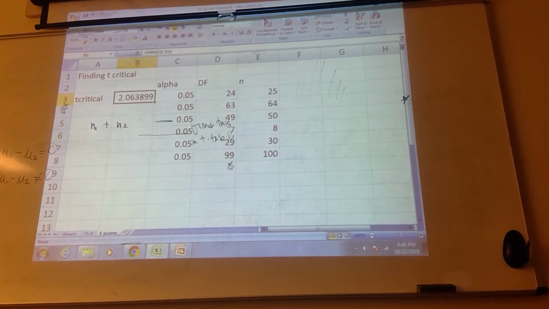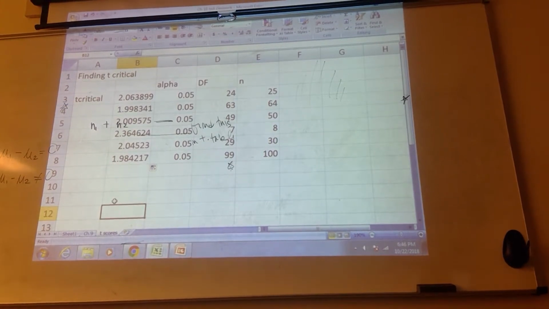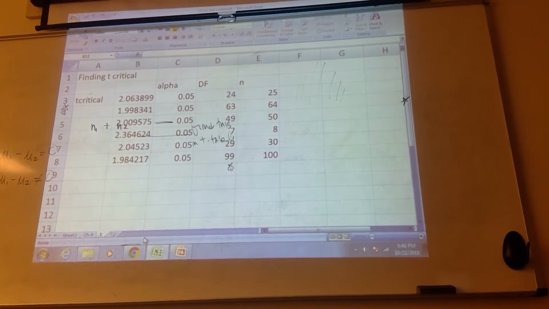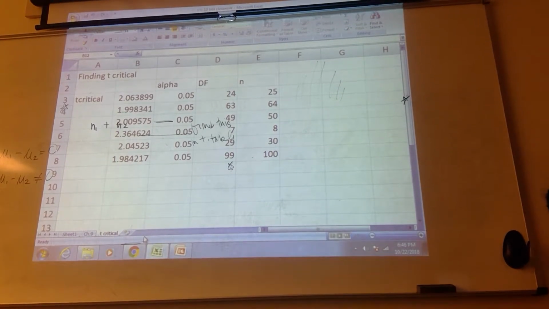Because the formula is already there, I should be able to drop this all the way down. And look, there's all of our T critical values. You do not need the table. Finding T critical. Let's call this T critical.